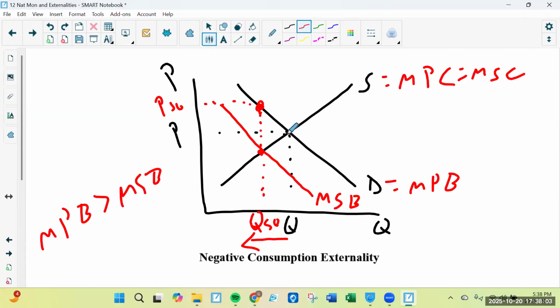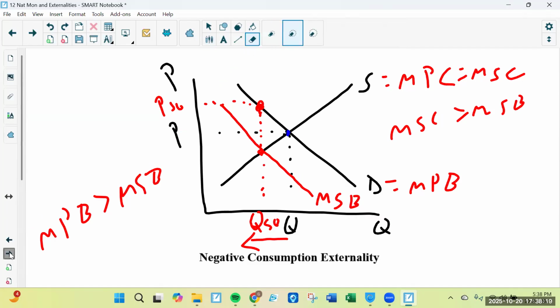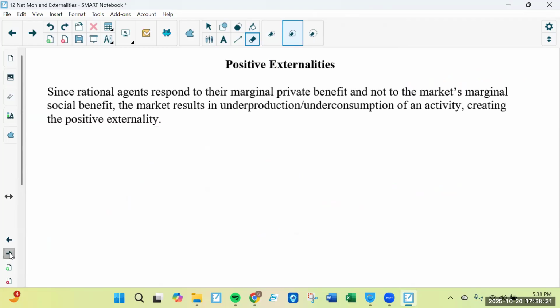You can also look at it right here, and you can say the marginal social cost is greater than marginal social benefit because that's where we are. We're actually at this blue dot right here. So that's what the externality is. The externality is when you have this gap between individual and society.